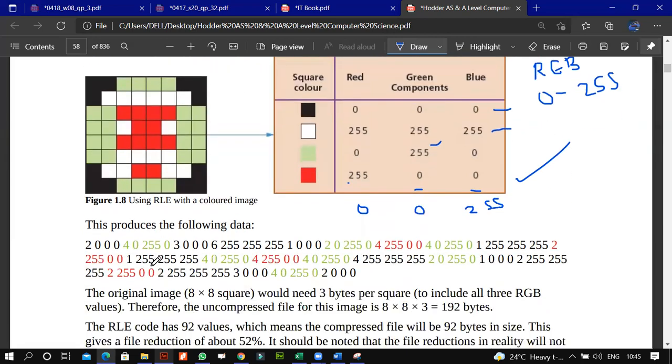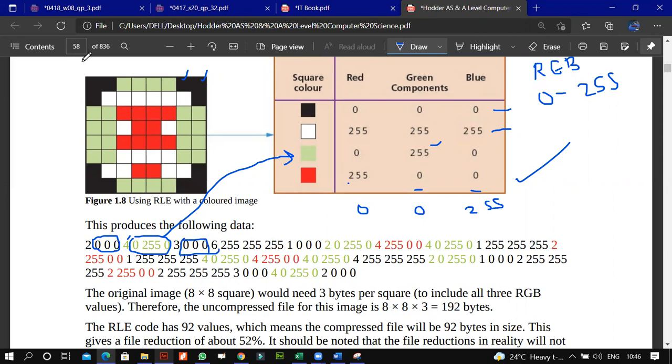Now, if you look at this image, this is the way it's done. What do we have here? I have 2 pixels for black. That 0, 0, 0 is black. Remember that. Then 4 times green. As you can see over here, this is green. Then 3 times black.